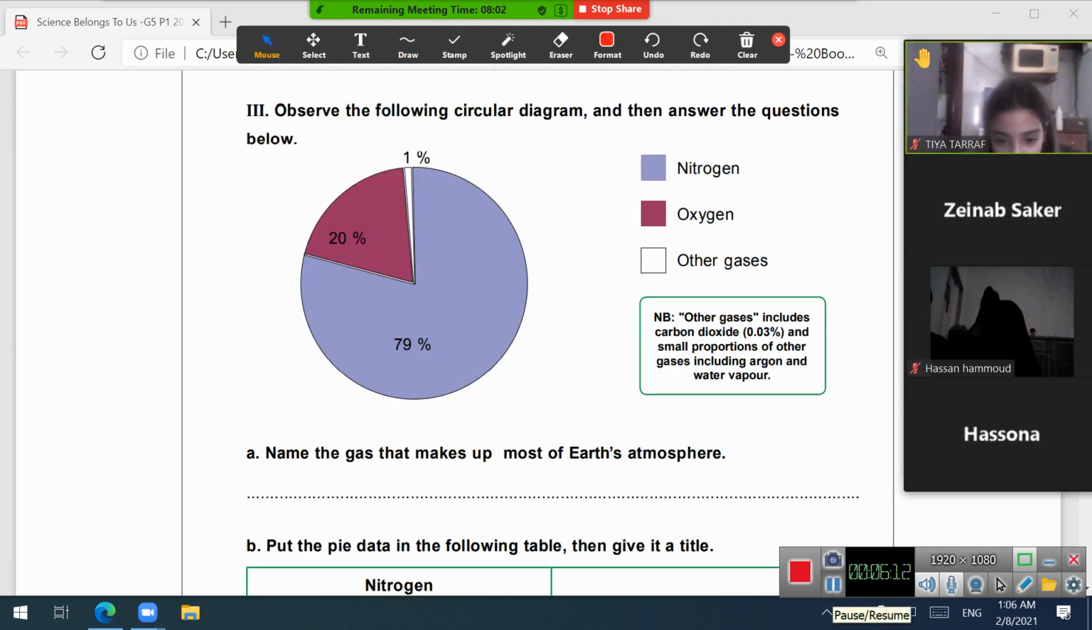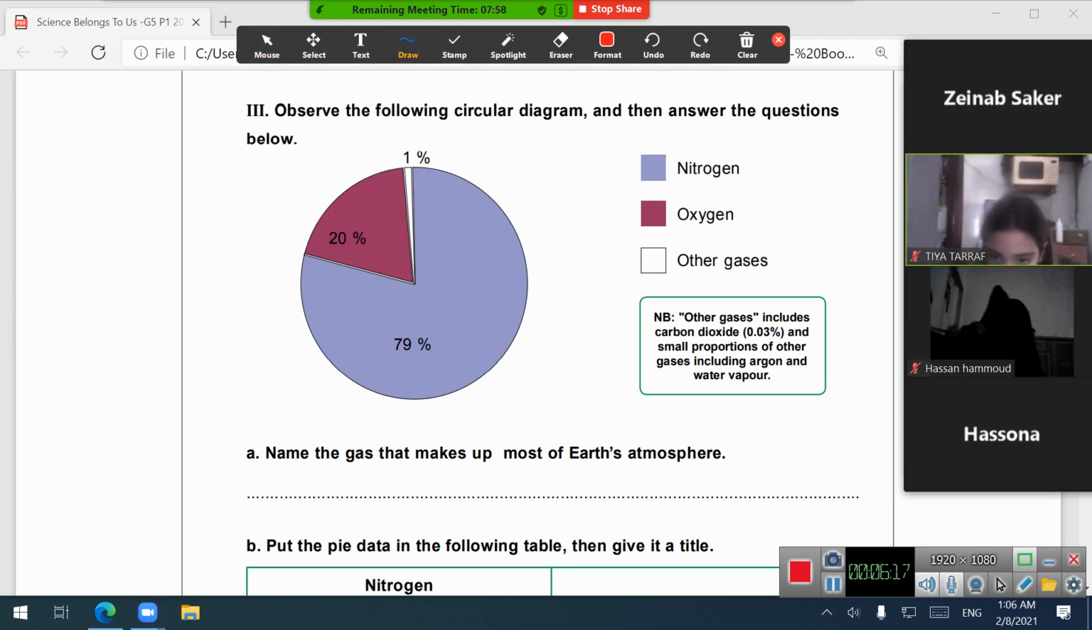Now, in exercise 3, we have to observe the following circular diagram, and then answer the questions below. Before we start explaining this circular diagram, I have to show you that we can find 3 different colors in this diagram: the purple or violet, blue or purple here, and white.